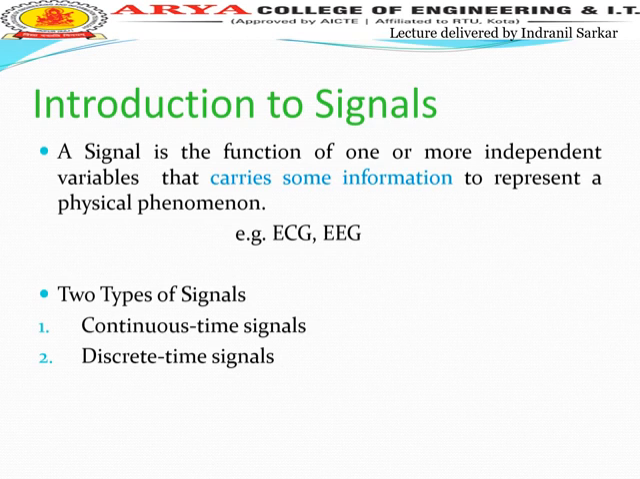Introduction to signals. A signal is a function of one or more independent variables that carries some information to represent a physical phenomenon. As an example, ECG, EEG. There are two types of signals: continuous time signals and discrete time signals.